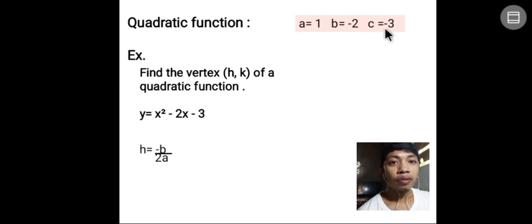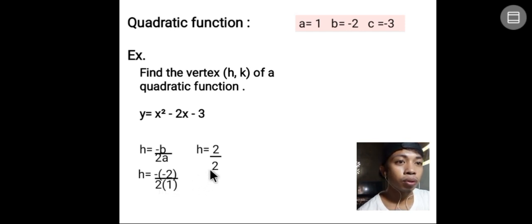substitute the corresponding value of our b inside our formula, and negative b is equal to negative negative 2, which is positive 2. Then the value of our a is equal to positive 1. So the value of our h is equal to 2 over 2, because negative times negative is positive, then copy positive 2, then 2 times 1 is positive 2. So the value of our h is 2 over 2, and our h is equal to positive 1.